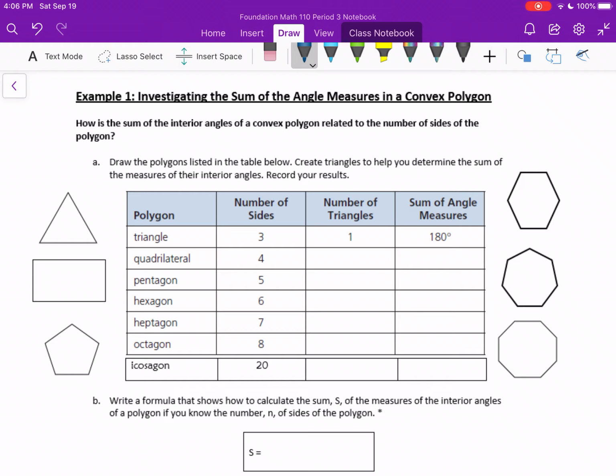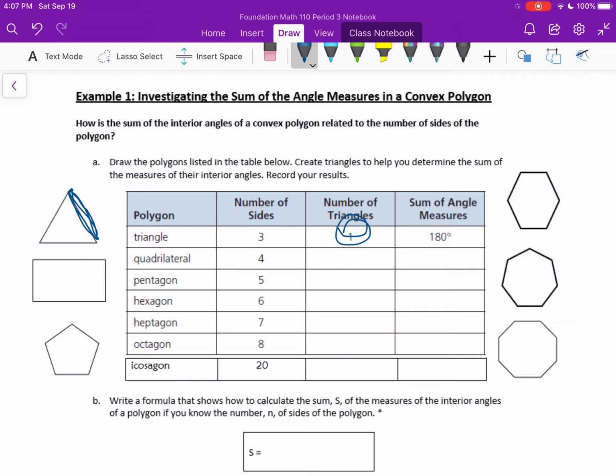We can't cross our diagonals. Okay, so a diagonal goes from one corner of a polygon to another, or one vertex to another. So if you look at your triangle, I actually can't draw a line from this vertex to another vertex and go through the shape itself. That's a really messy line. Sorry about that. So that's why we only have one triangle inside a triangle. And we know that the measure of all the angles inside of a triangle is 180 degrees.